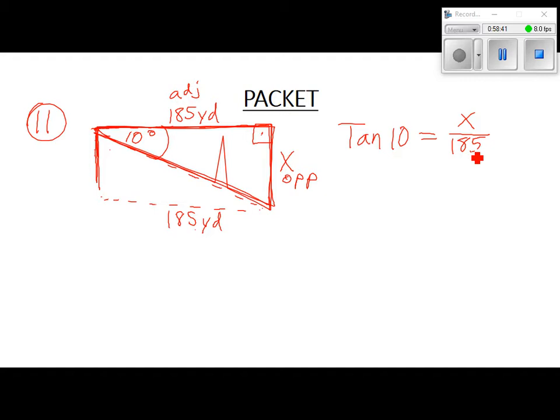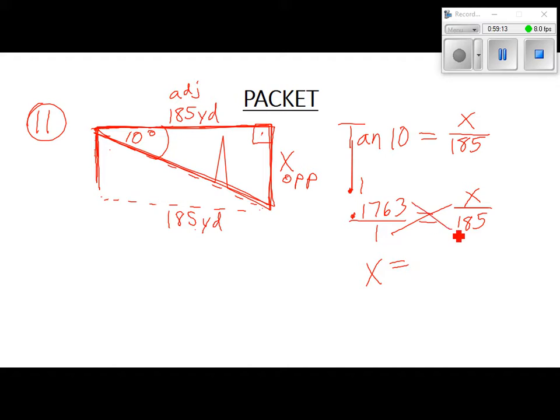1763. Say it again. 1763. Got different answers. It's 0.1763. Yes. Point 1763. Everybody agree now? That over 1 equals x over 185. Now what? 1x on that side, so just x.